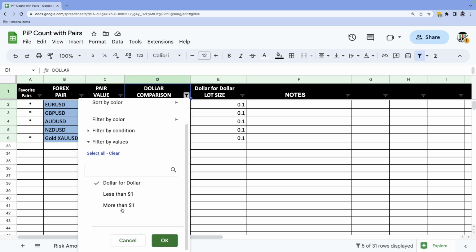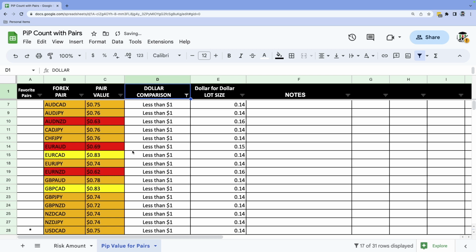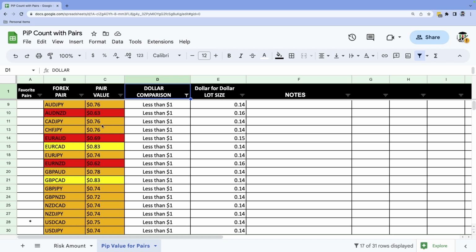But you have some pairs that are actually less than $1, and you'll be surprised at which ones are. If you notice throughout this, most of these pairs are 76, 74 cents, things like that. For example, GBPAUD, which is a famous pair that a lot of people trade, is only 0.78. So if you took a 0.1 lot size, you would only get 78 cents per pip with this particular pair. You literally will have to take a 0.14 in order to be dollar for dollar for that particular pair. Here's another famous one that people trade, GBPJPY. It's only 0.74 cents per pip.